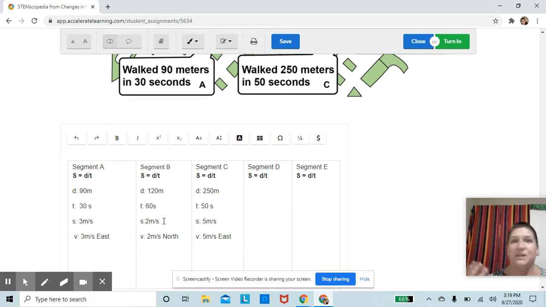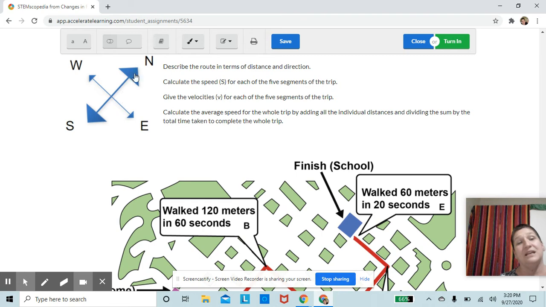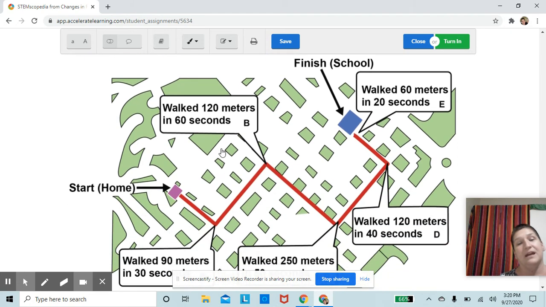Scary science word. What's my velocity? My velocity is the same thing as my speed, 2 meters per second, north. And I know it's north because I can look up here at my compass and see that pointing to the upper right is going to be north, and that's the direction I walked, upper right. So remember, velocity is just simply speed in a given direction.